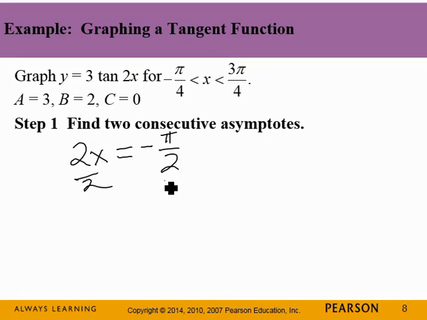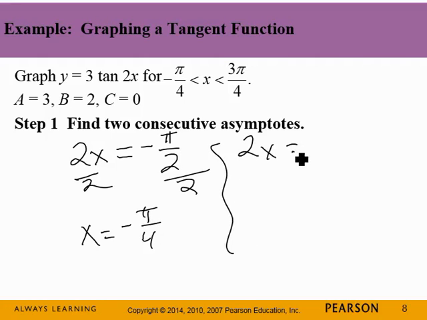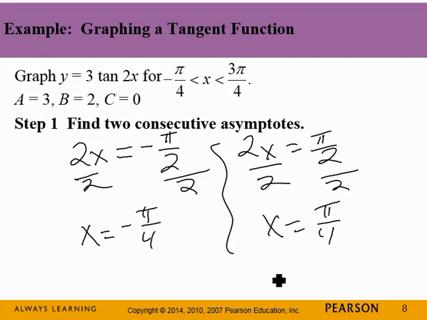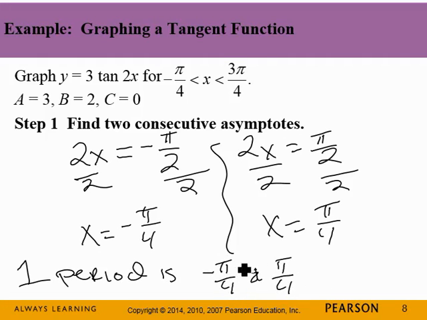So I divide both sides by 2. Now I also have to set it to positive pi over 2. So one period is between negative pi over 4 and pi over 4. So you have an asymptote at negative pi over 4 and you have an asymptote at pi over 4.